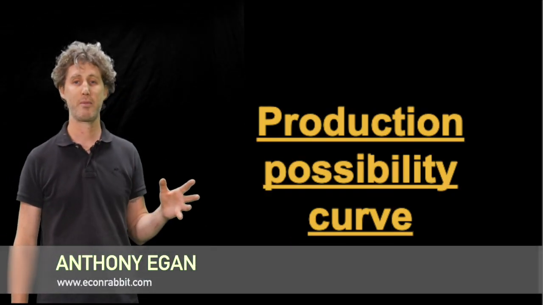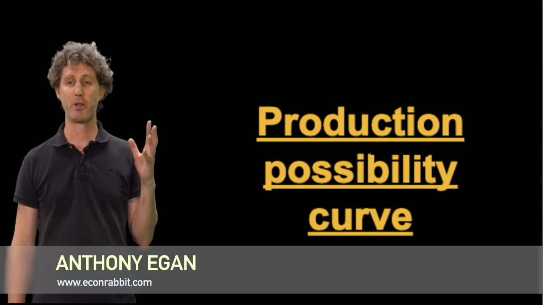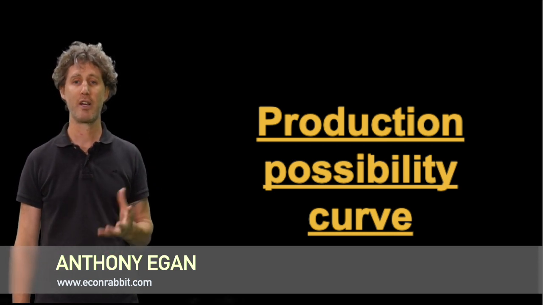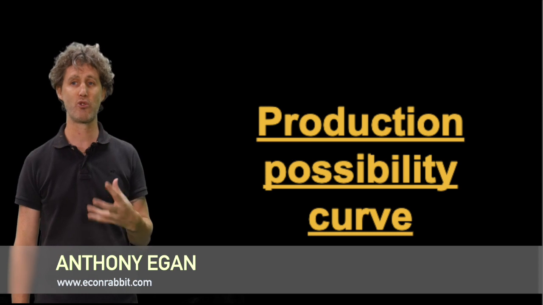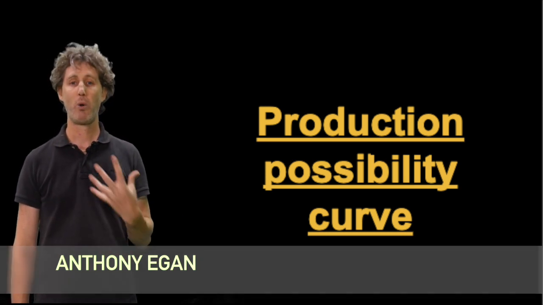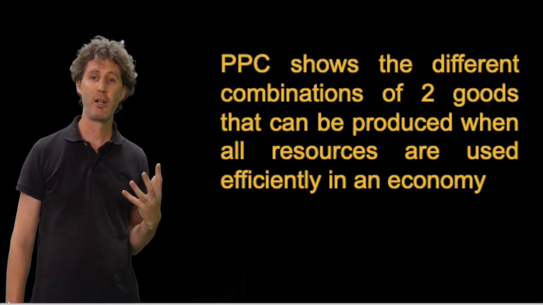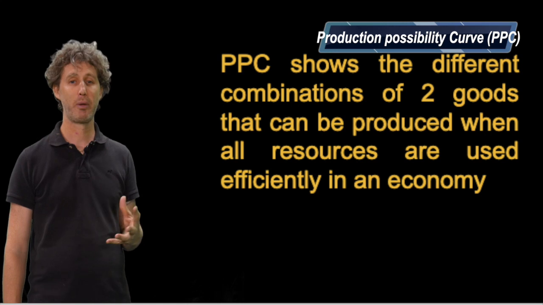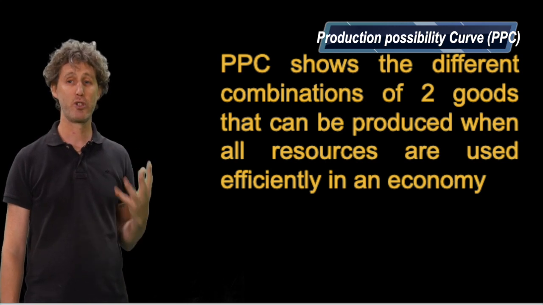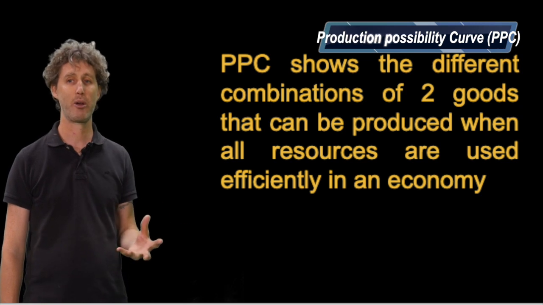Welcome to Economics Rabbit. Today we're going to be looking at the PPC curve, the Production Possibilities Curve. It's a curve that can be used to illustrate opportunity cost and a number of other things. So what is the PPC curve? Well, the PPC curve is a model that shows the different combinations of two goods that can be produced when all resources are used efficiently in an economy.